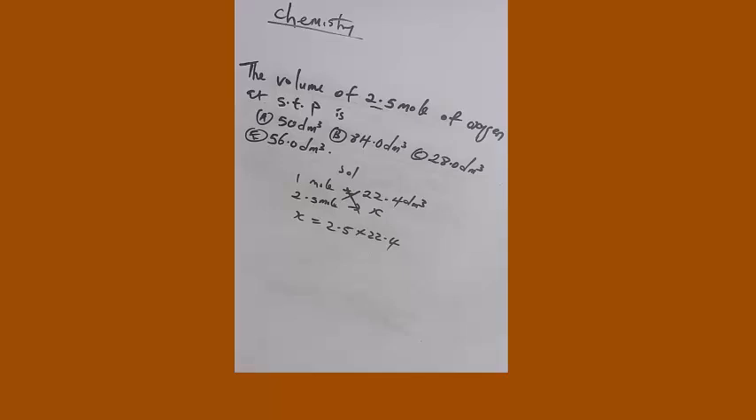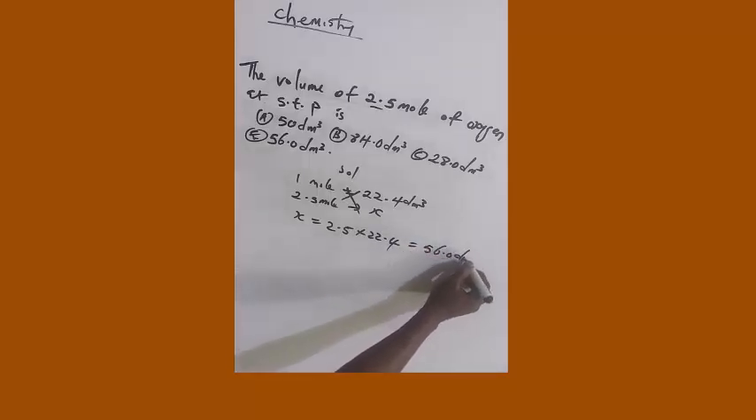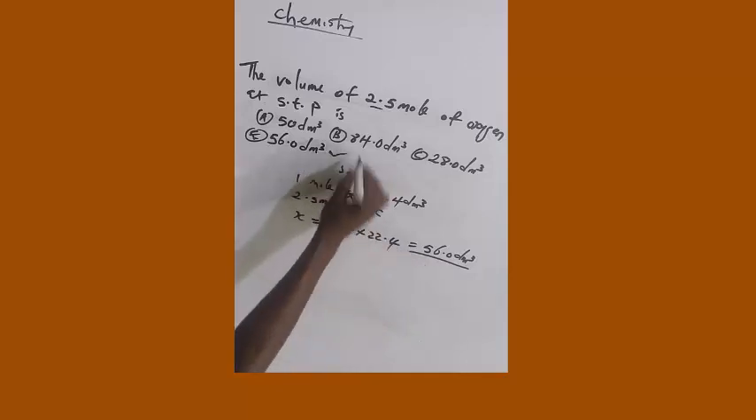2.5 times 22.4 is what? It is 56.0 dm cube. So the answer is E.